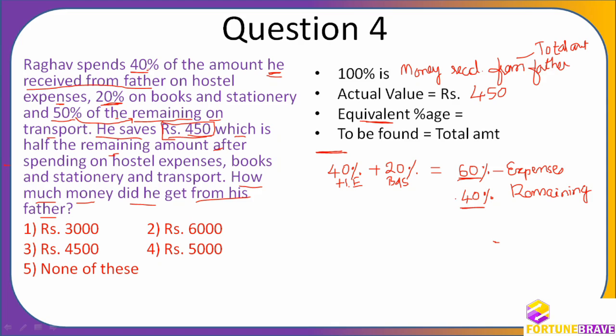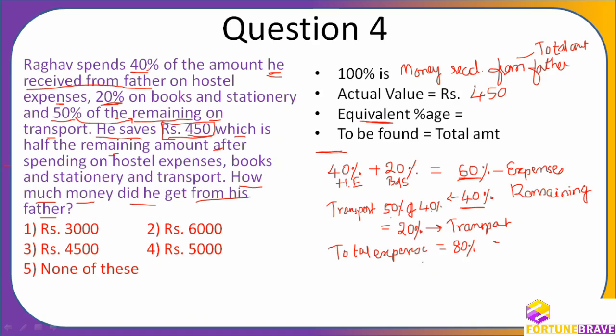Out of this, 50% has been spent. So what is spent on transport? Transport is 50% of the remaining. So it means 50% of 40%. Now 50% of 40% will be equal to how much? Half of 40%. So it will be 20%. Okay, 20% is now spent on transport. That I have found out. So his total expenses now, how much, my dear friend? Now the total expense is 60 plus 20, 80%.